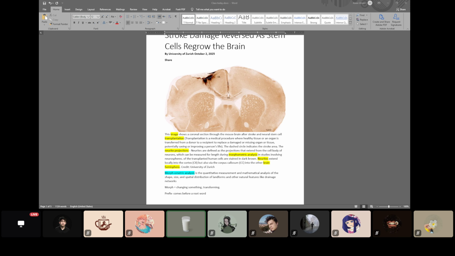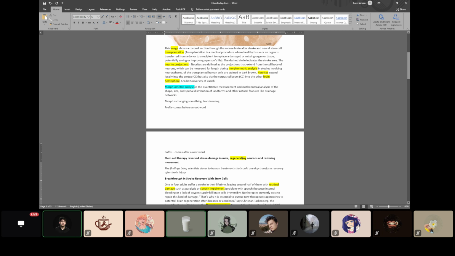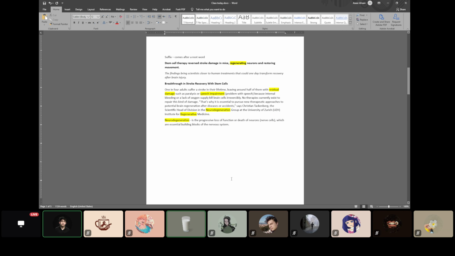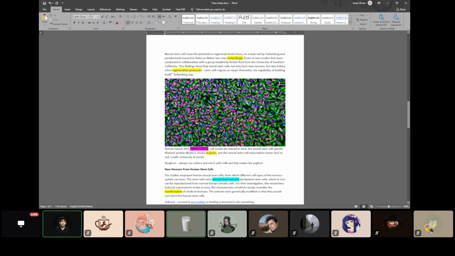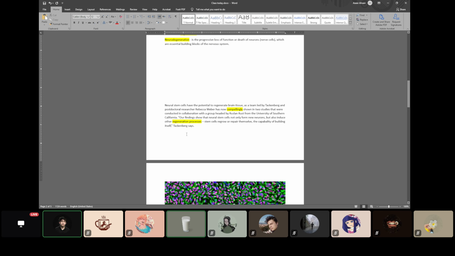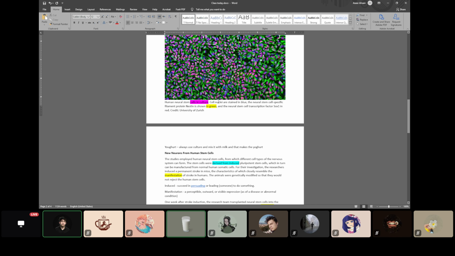From what I understood from this article, they do several procedures where they insert stem cells inside the brain to reverse stroke damage in people who suffer from it. They tested it in mice, and they decided that it's also effective for humans, I think. Excellent. Thank you so much for your explanation.